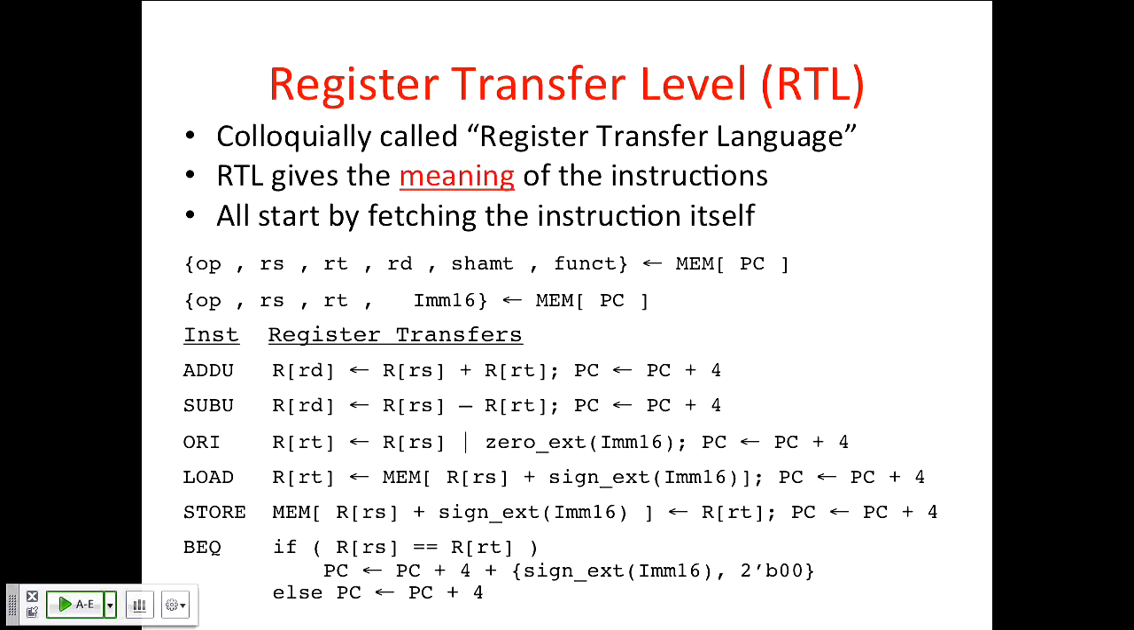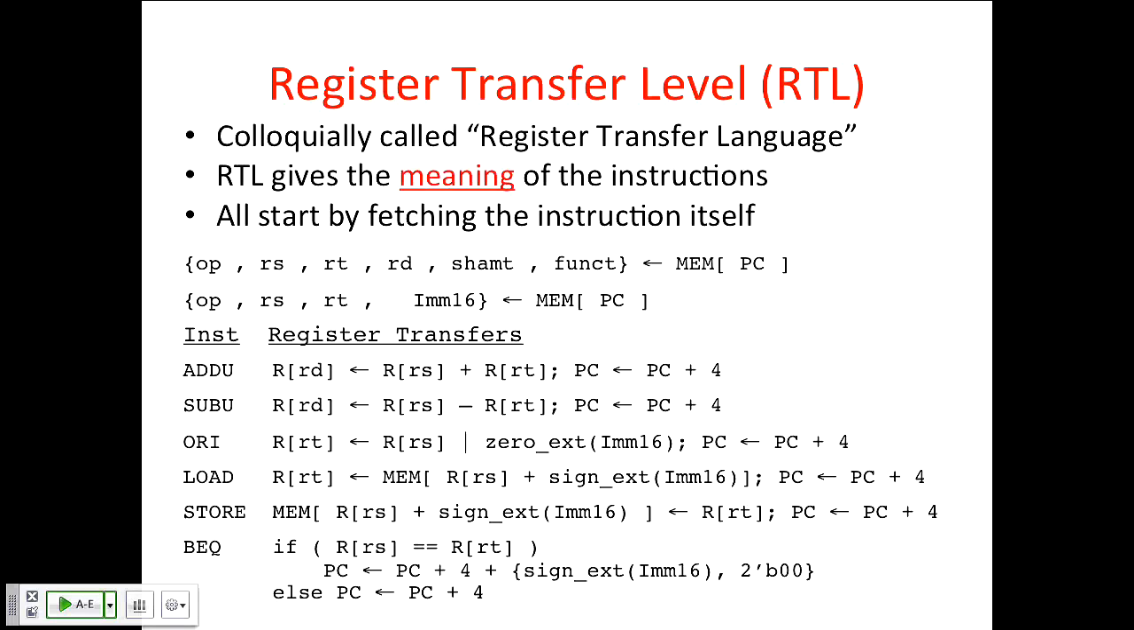For OR immediate, you're going to take one register operand, RS, the register whose address is given by the RS field. This RS is the same as this RS. Then I'm going to OR it with the 16-bit immediate field, but zero extended. It's going to take that value and zero extend it up to 32 bits. So OR immediate zero extends the immediate. We also increment the PC by 4.